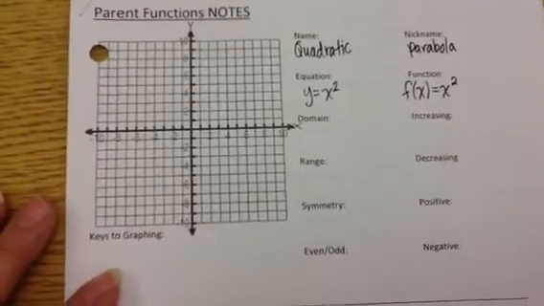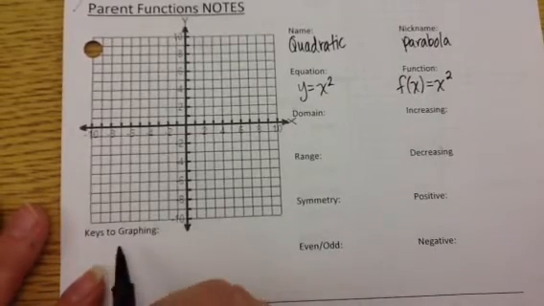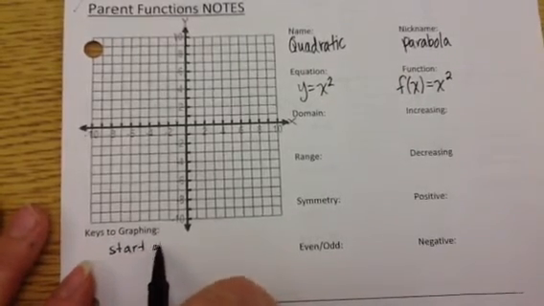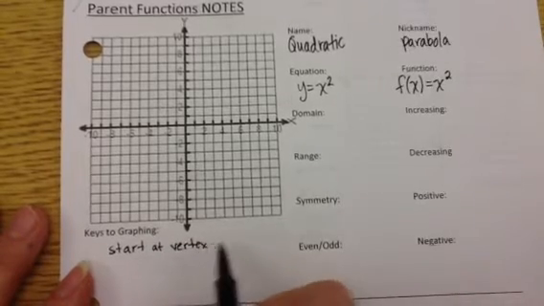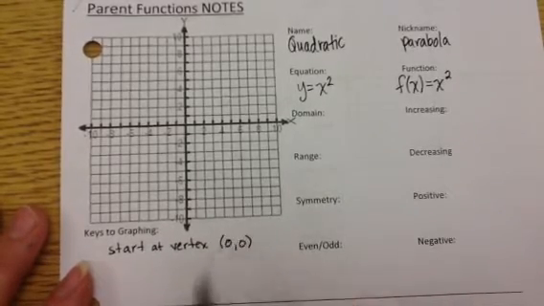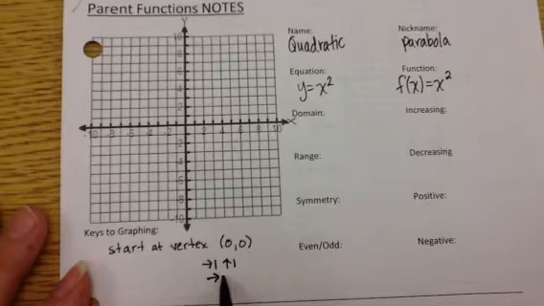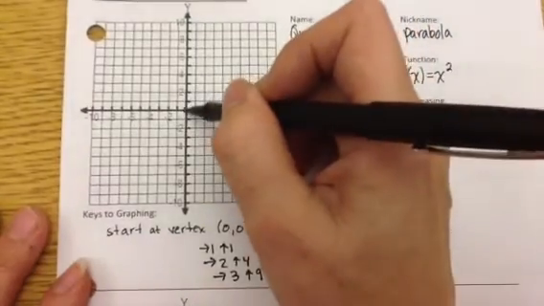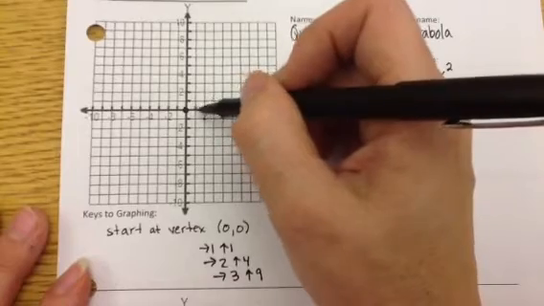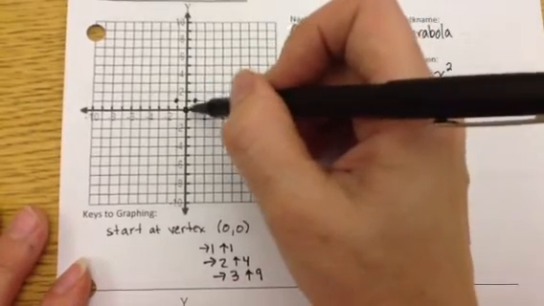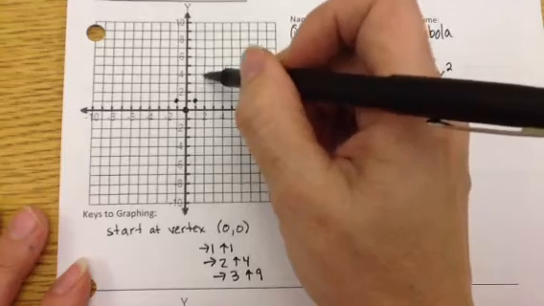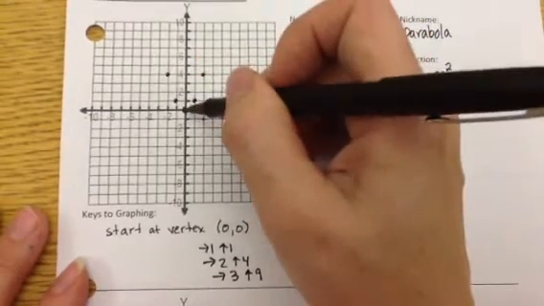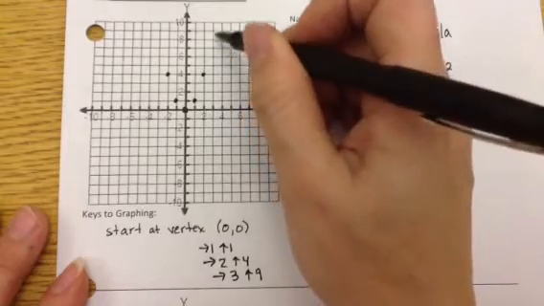Let's look at the keys to graphing these functions. Remember that we started at the vertex, and for the parent function, the vertex was 0, 0. And then from there, we moved over 1 and up 1, over 2 and up 4, over 3 and up 9. So to create that graph, we'll put our vertex at 0, 0, and then go over 1 and up 1, and then back to the vertex, over 2, up 4, and on the other side as well, and back to the vertex, over 3 and up 9.